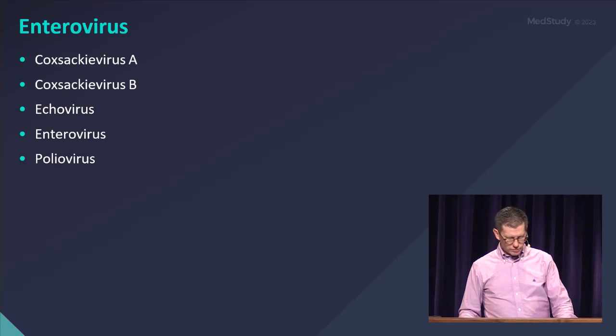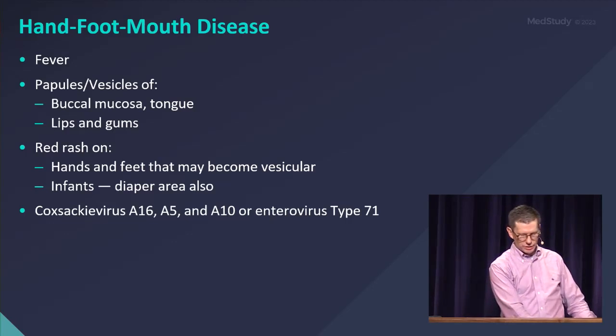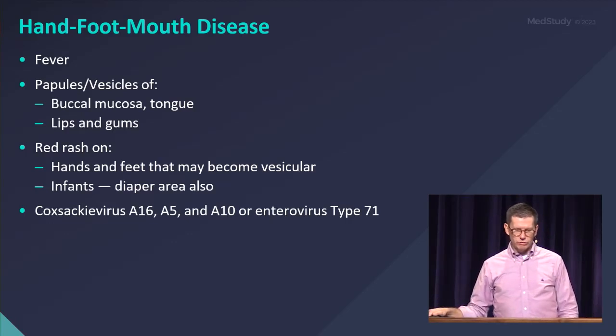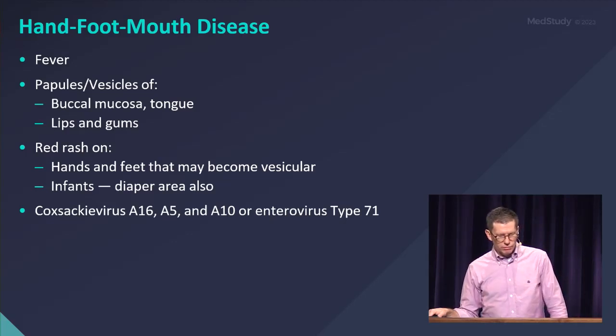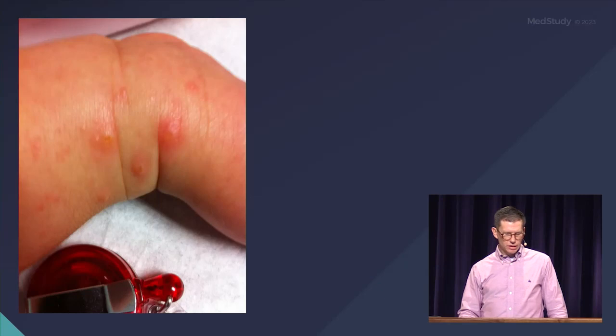Enteroviruses, so we're going to go through a little bit of these, right? Enteroviruses is a large family of different viruses, usually Coxsackie, Echo, Entero, and polioviruses. So hand, foot, and mouth disease, which we see often. Typically going to have fever, and then papules or vesicles of the buccal mucosa, tongue, lips, and gums. You'll get a red rash on the hands and feet that may become vesicular, and this is typically due to Coxsackie viruses or enterovirus type 71. So these are sort of the papular vesicular lesions you can see on the extremities, and then my daughter who had it as well.